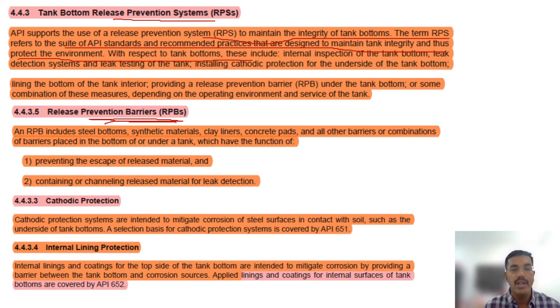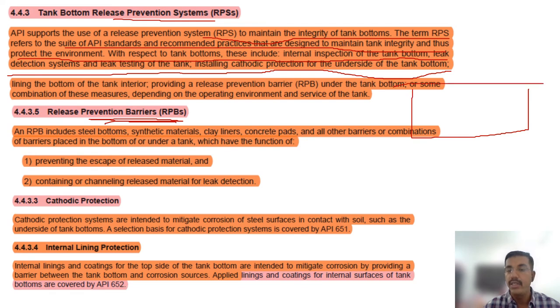With respect to tank bottom, this includes internal inspection of the tank bottom, leak detection system and leak testing of the tank, installation of cathodic protection and undersizing of the tank bottom. If you remember, I have mentioned in API 650 for the tank bottom, okay, this is the tank bottom, let's say this is the foundation. Beneath the bottom plate they are putting some perforated pipes, okay, in order to find out if there is any leak in the bottom plate, the water will come out from this one and we can find out and we can repair it in order to avoid further damage. So this is one of the protection systems, tank bottom release prevention system.